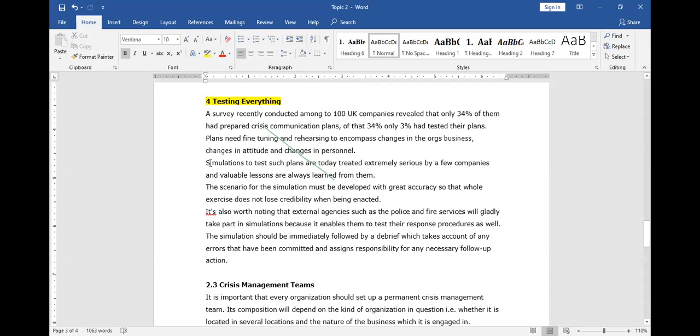They are called simulation tests. Simulation tests are, for example, plants that are today treated extremely seriously by few companies. For example, it is like we say, stage managed events. Simulation tests are stage managed events. We have come from training, we have been told in case of fire, this is what we are going to do. So you imagine there is fire in that company, and you start doing a simulation exercise or simulation tests. All of you come out, you dramatize, you stage manage. It is stage managed.